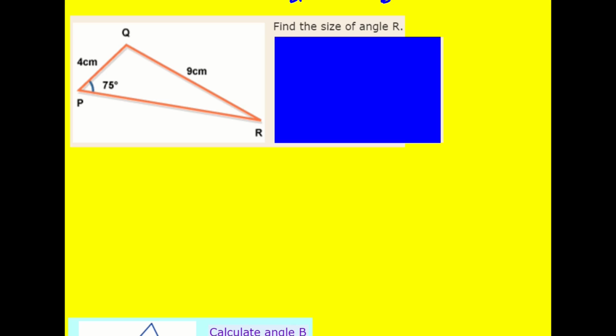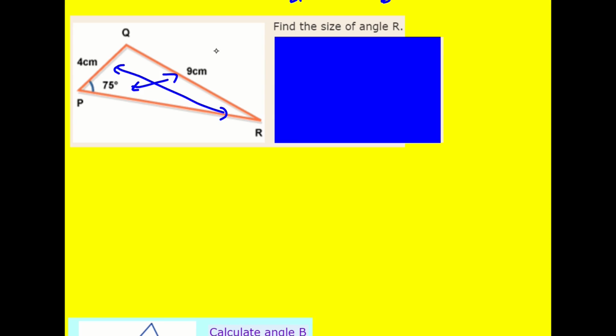Here goes then. Here's an example. If you're feeling confident, then go for it and have a go. Otherwise, I'm going to go through this one. Find the size of angle R. Right, well, we've got an angle-side pair here, and we've got an angle-side pair just with the angle missing, so it's going to be the sine rule, of course.